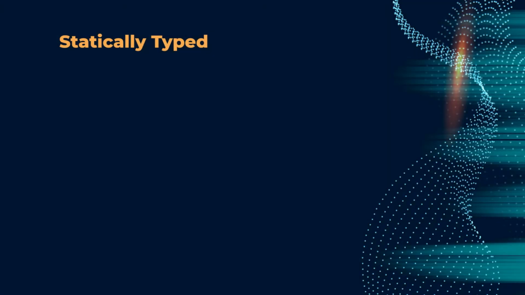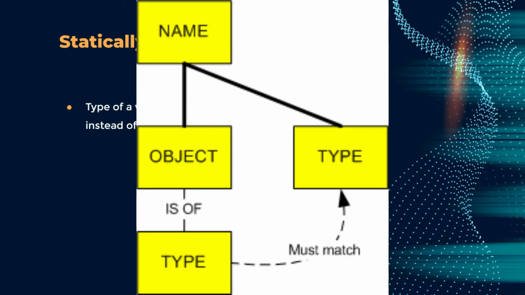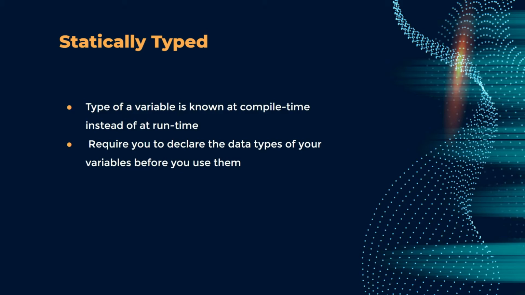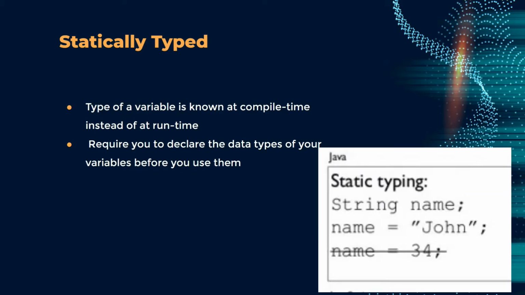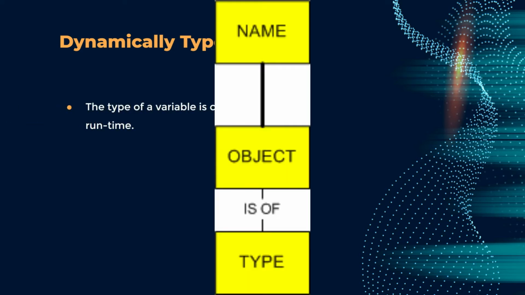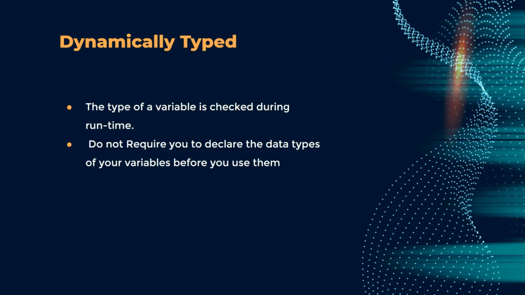So let's see what a statically typed language is. If the data type of a variable is known at compile time instead of runtime, then that language is known as a statically typed language. The statically typed language requires you to declare the data type of your variables in your source code before you use them. Examples of statically typed languages are Java, C, and C++. And the language is said to be dynamically typed when the types are checked during runtime. That means it doesn't require you to declare the data types before you use the variable. Examples of dynamically typed languages are Python and JavaScript.